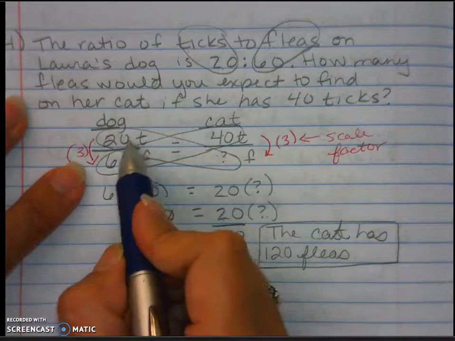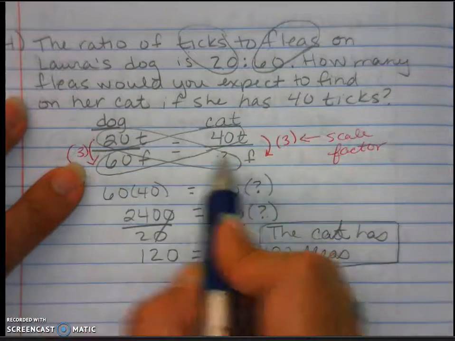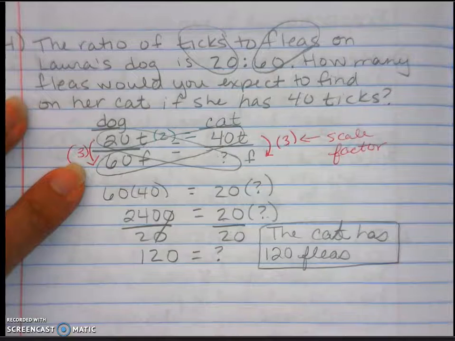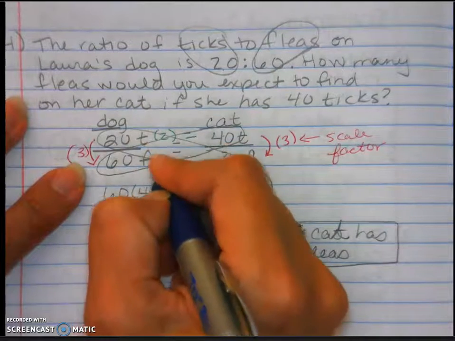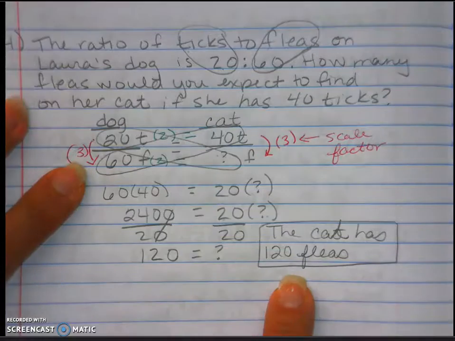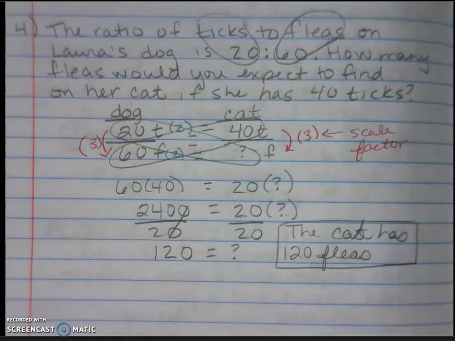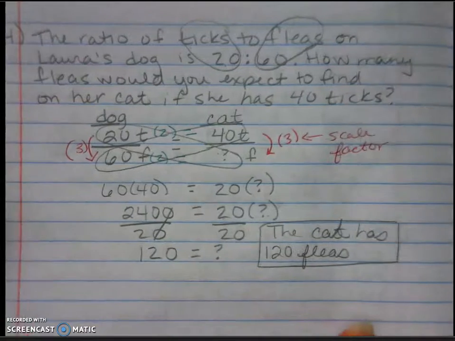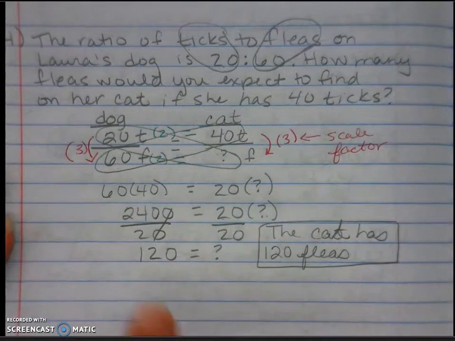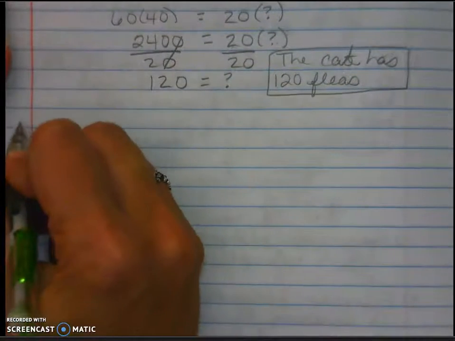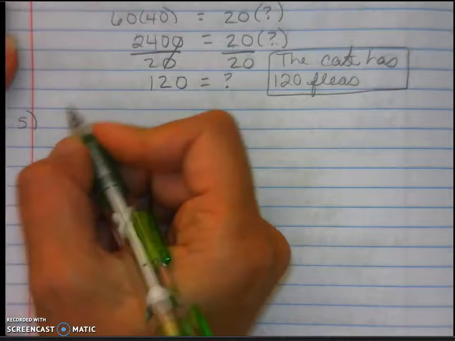You can also do a scale factor not just vertically, but across. So I know that 20 times 2 is 40. So if I do 60 times 2, I would get 120. Okay? So there's lots of ways for you to do this. And I'm not going to tell you to do it just one way. I want you to choose the way that you like best. But the first way I showed you is the way that's going to work 100% of the time. Let's try one more, and then I'm going to have you do one by yourself.